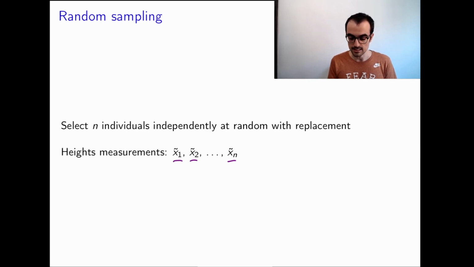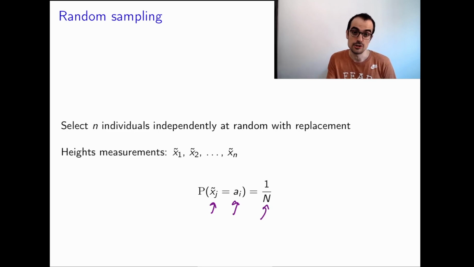Notice that these are random variables because we're picking this subset at random. What is the probability that each of the random variables is equal to one of the heights in the population? Well, if we pick this subset uniformly from the population, so that means that every individual has the same probability of being picked, the probability that each of these random variables equals one of the possible heights in the population is just 1 over big N, where big N is the number of people in New York City in this case.